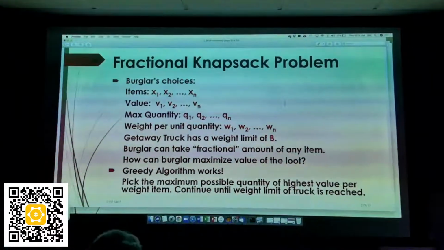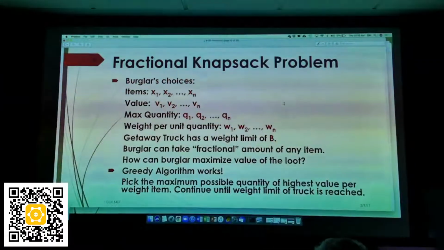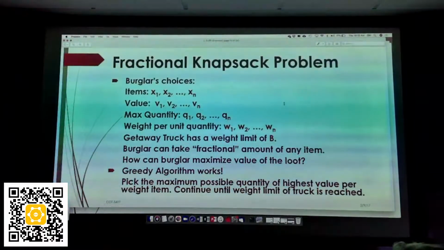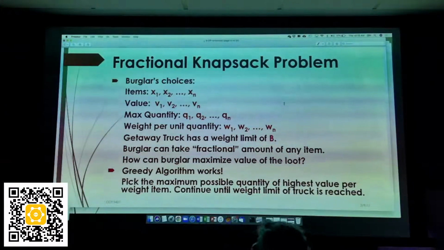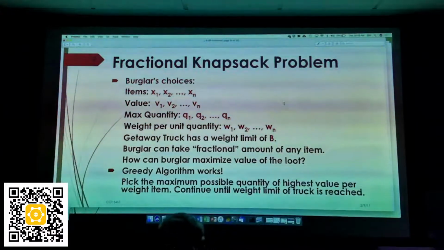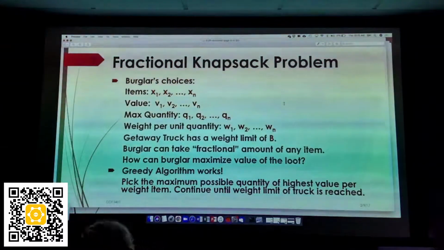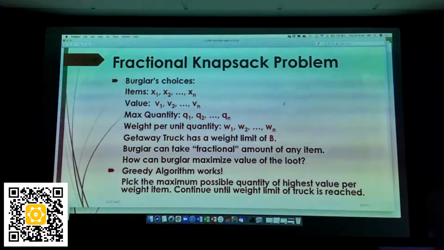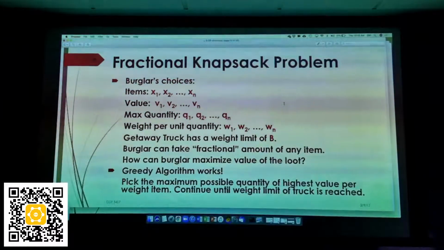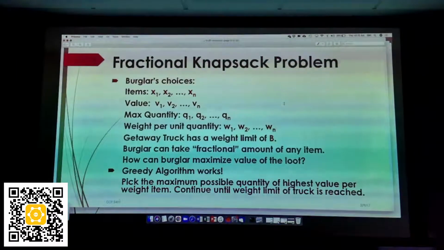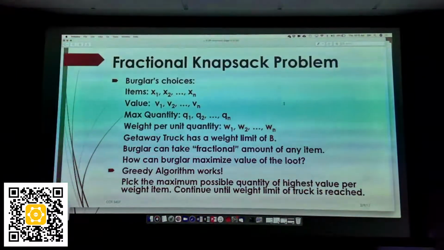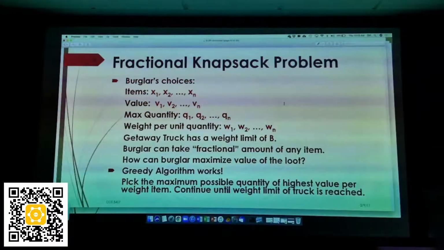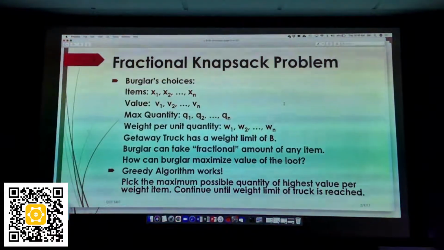So let's start with something called the fractional knapsack problem, which is not the regular knapsack problem. The way I usually set up this problem is that there's a burglar who decides to break into your house when you're out vacationing on the beach, and the burglar takes a look around and sees n different items in the house, and immediately knows roughly their values.